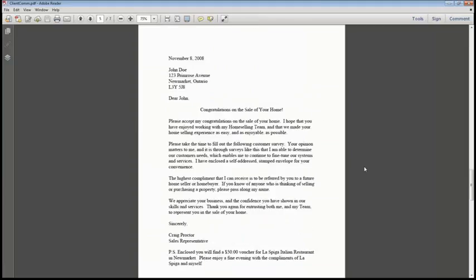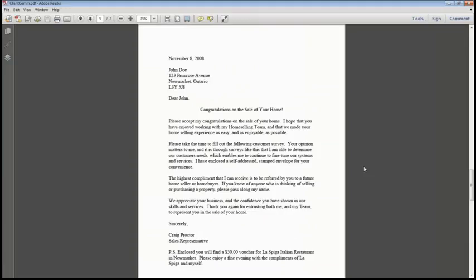Page number 5 is a letter that's going to go out when their home actually does sell. Please accept my congratulations on the sale of your home. I hope that you've enjoyed working with my home selling team, and we made your home selling experience as easy and as enjoyable as possible. Now, here's where we talk about the survey. Please take time to fill out the following customer survey. Your opinion matters to me, and it's through surveys like this that I'm able to determine our customers' needs, which enables me to continue to fine-tune our systems and services.